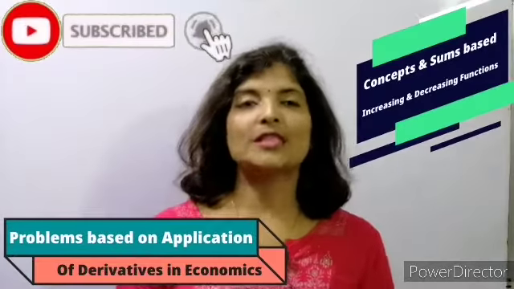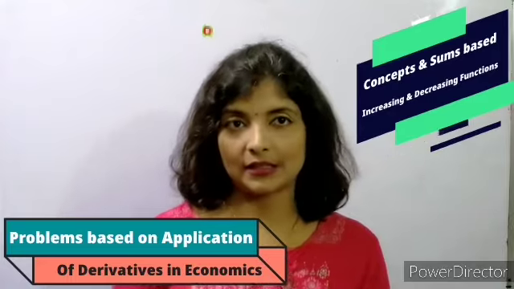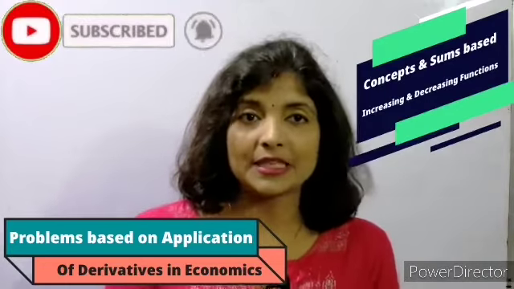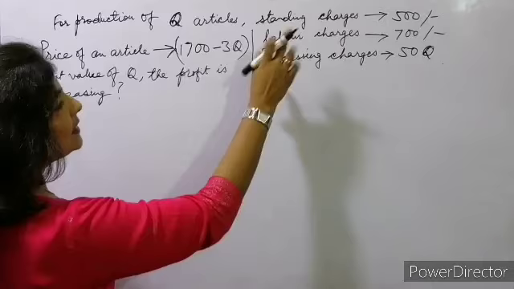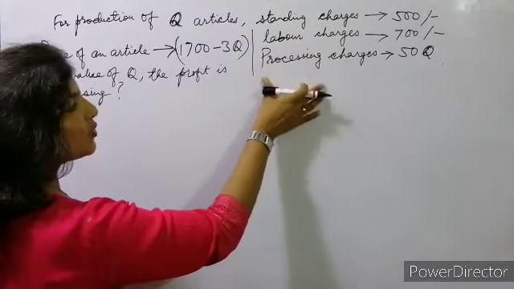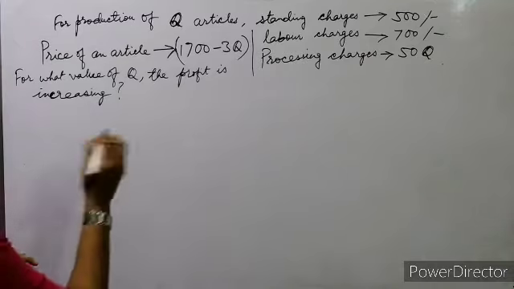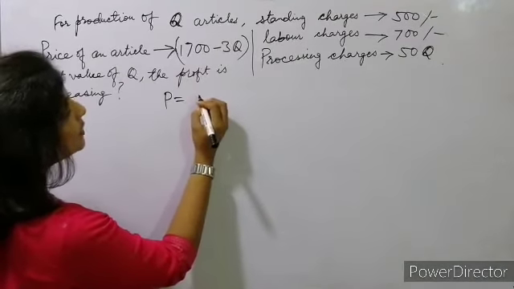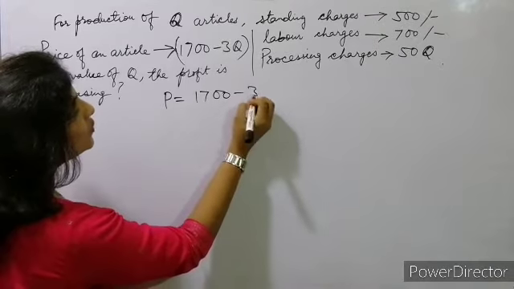Today we'll do sums, different types of sums based on the topics we have done in the last video, that is the application of derivatives in economics. So let's start. The factory, for production of Q articles, standing charges, labor charges, processing charges are given, and the price of an article is given. First of all, we denote the price by P, that is 1700 minus 3Q.